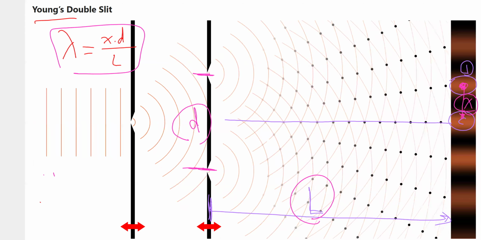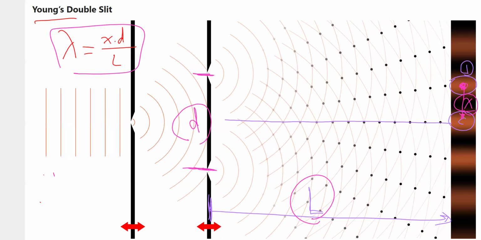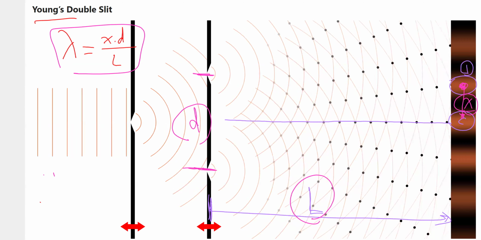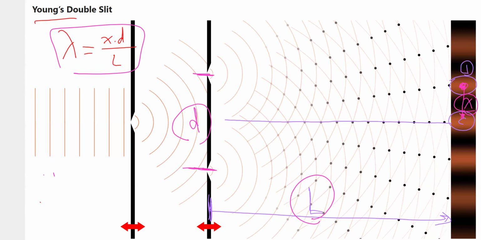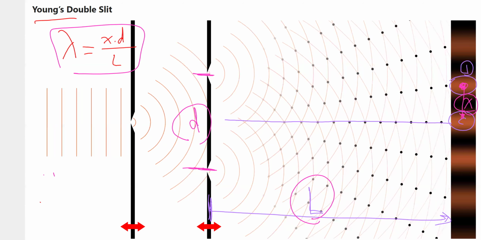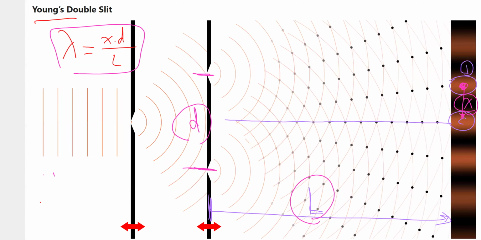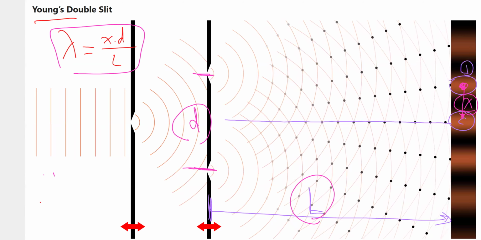The formula. We apply the formula, which is now wavelength of the light equals X, which is the distance between the central bright band and the first bright band, times the distance between the two slits, over the distance between the slits and the screen. Okay, now we solve a question based on that.